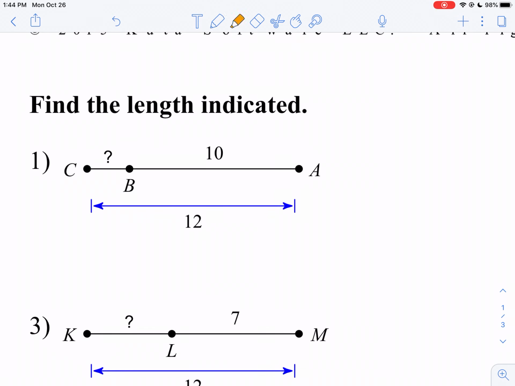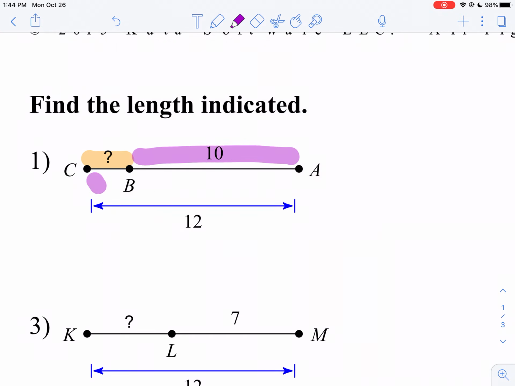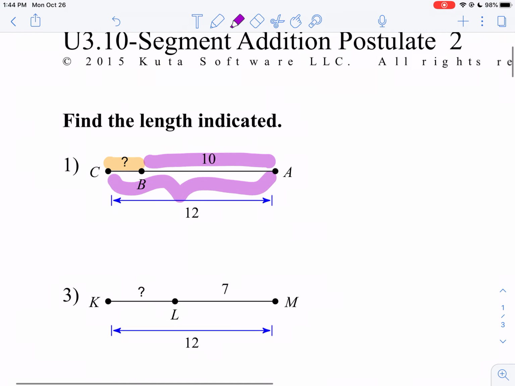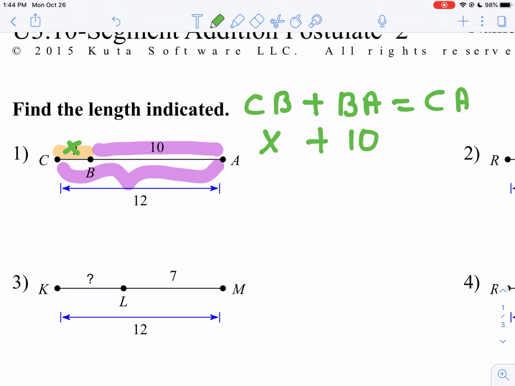Again, here you have CB plus BA is equal to CA. All right, so we're just going to write that down. Your CB plus your BA is equal to your CA. And then we are going to do the substitution. If you don't have a number for that section, call it X. BA is 10. CA is 12.